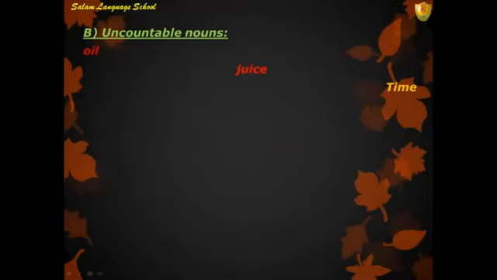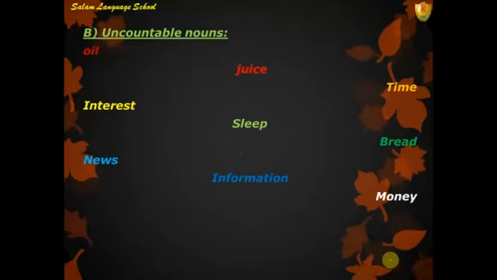What about the uncountable nouns? Uncountable nouns are words or nouns which have just a singular form. For example, oil, juice, time, interest, sleep, bread, news, information, money, equipment, water, and milk.